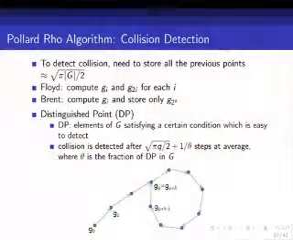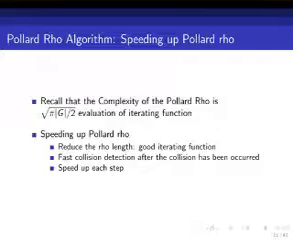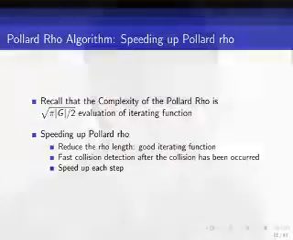Another one is to devise a fast collision detection method, for after a collision has occurred. But currently the DP provides an almost optimal method, in the sense that this additional cost is almost negligible compared to this. And the third one is to speed up each step. If we cannot reduce the number of steps, we can try to speed up each step of the random function.